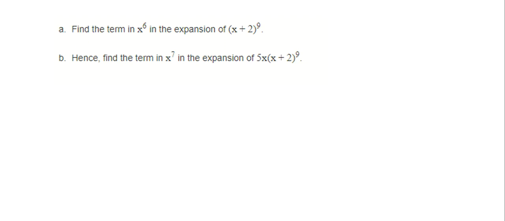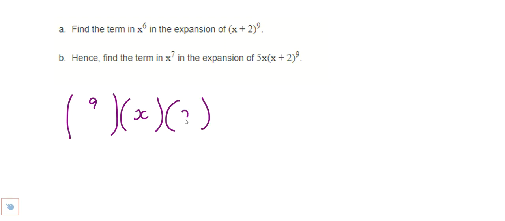Okay, so if we know that when we expand, we're going to have something in brackets and it's going to be 9 something, yeah? And in the first part of the term, we're going to have x to the power of something multiplied by 2 to the power of something else. And what do we know about the two powers? They add to make 9. And I want x to the power of 6, so that has to be 6. Therefore, this has to be 3. Then this can be either 9C3 or 9C6. Let's just make it 9C3. Right?